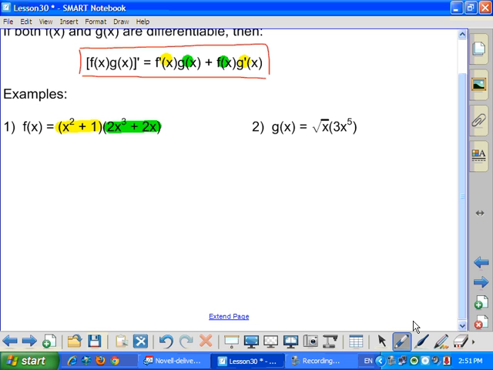So if I want to find the derivative here, I take the derivative of the first bracket. The derivative of x squared plus 1 is going to be 2x, and the derivative of 1 is 0. And I leave that second function alone, plus my first function multiplied by the derivative of my second. So 2 times 3 is 6x squared, and the derivative of 2x is just 2. So there is the derivative.